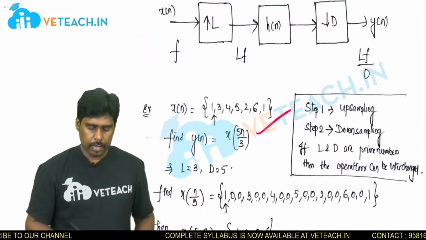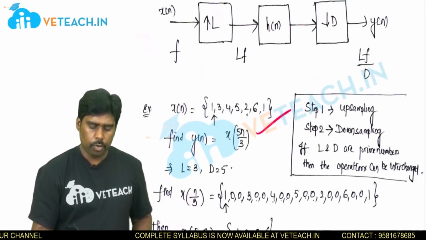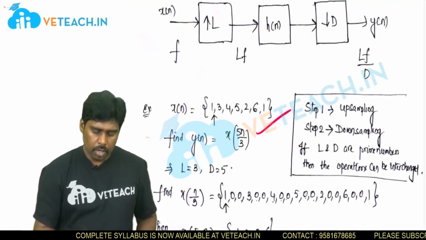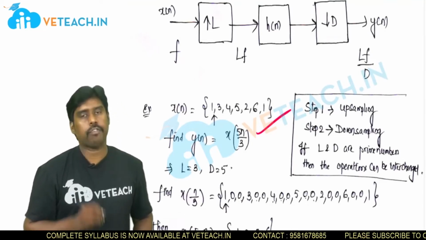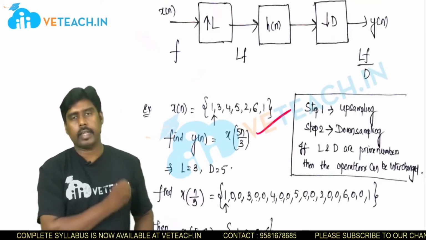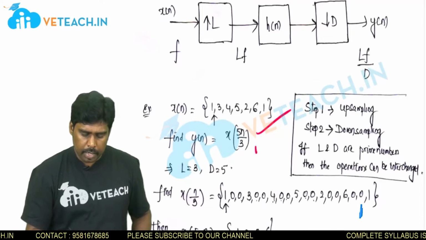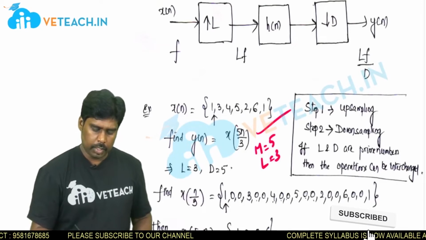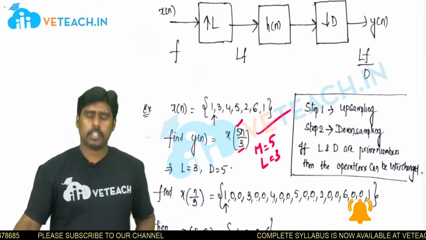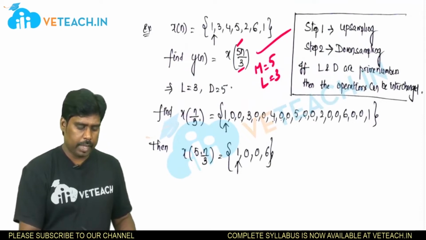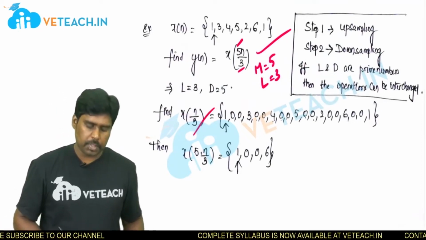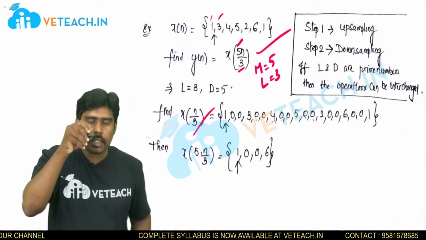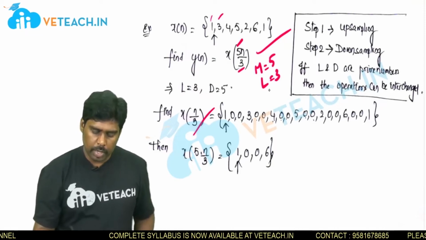Take an example: x of n equal to 1, 3, 4, 5, 2, 6, 1. In this example, we are asked to find y of n equal to x of 5n by 3. By seeing this question, please understand that M equal to 5 and L equal to 3; this is the M value, this is the L value. First let us perform the L operation, x of n by 3, interpolation or upsampling. You know that between two successive points, insert L-1 zeros. So the L value is 3.